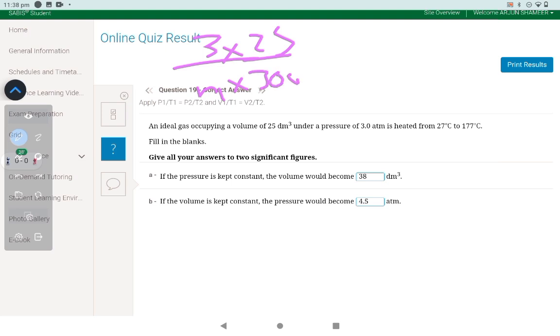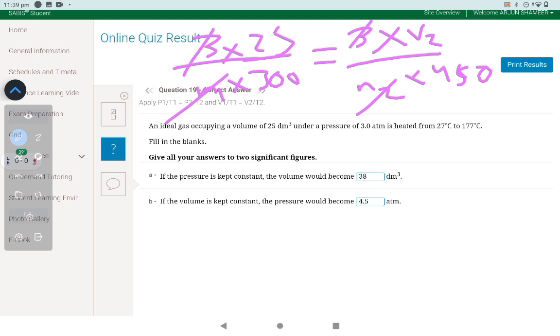Times 300 is equal to, now if the pressure is kept constant, so that being said, pressure is 3 multiplied, the volume changed, we don't know the volume, we'll find it out, that's what they want us to find. Volume 2 over N2 times 177 plus 273 gives us 450. Okay, now we just cross multiply. 25 times 450 divided by 300, we get 37.5, round that off, 38.